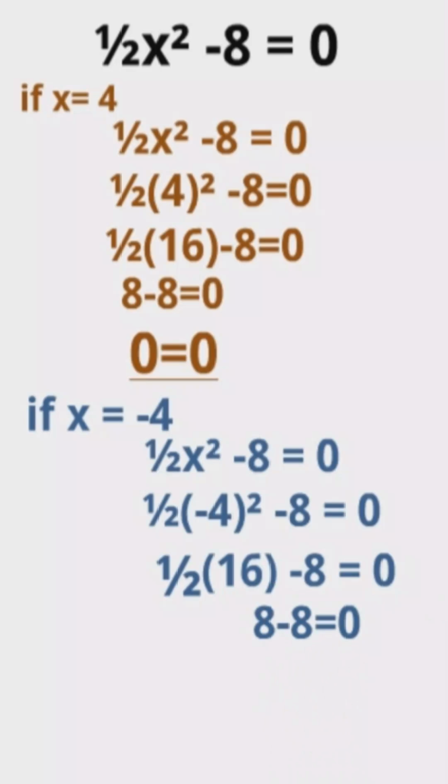8 minus 8 will give us 0, which is equal to 0. Since the equation has balanced, that means -4 is correct too. Both answers work. That's how we know we're correct.